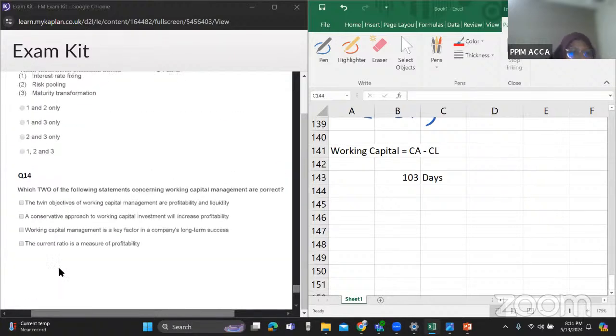Right. Which two of the following statements concerning working capital management are correct?